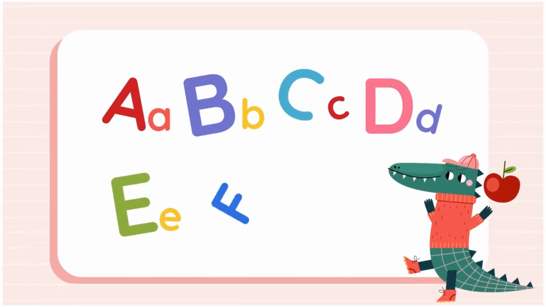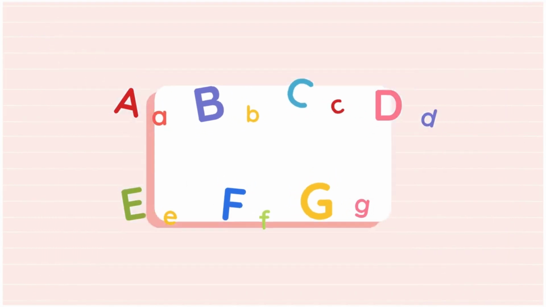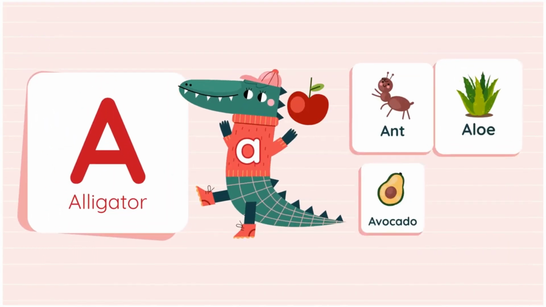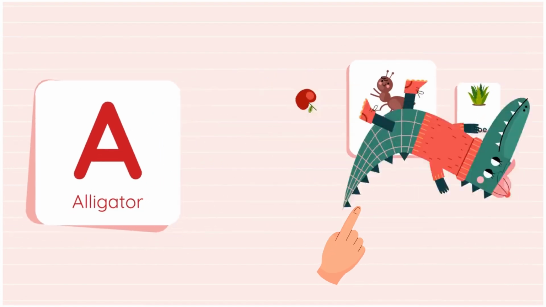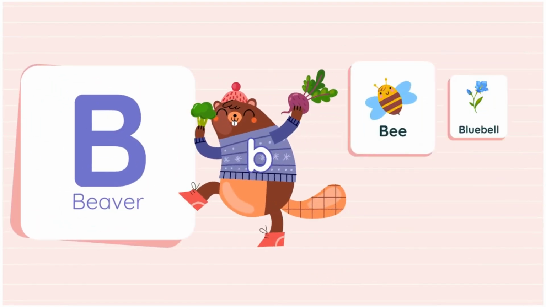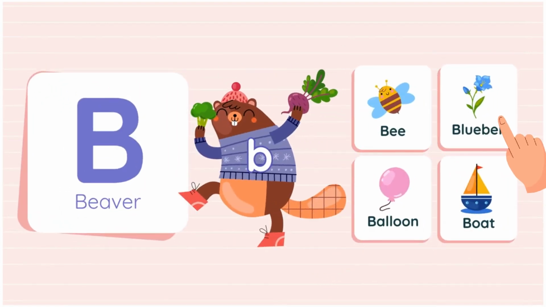C, D, E, F, G. A is for alligator, ant, aloe, acorn, avocado. B is for bee, bluebell, boat, balloon.